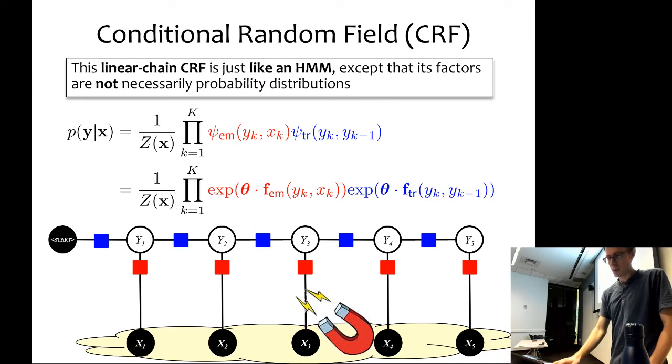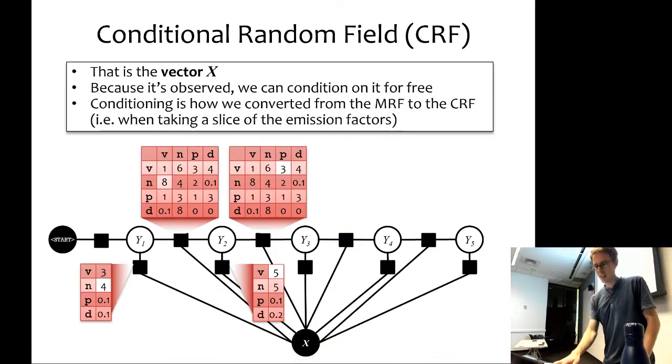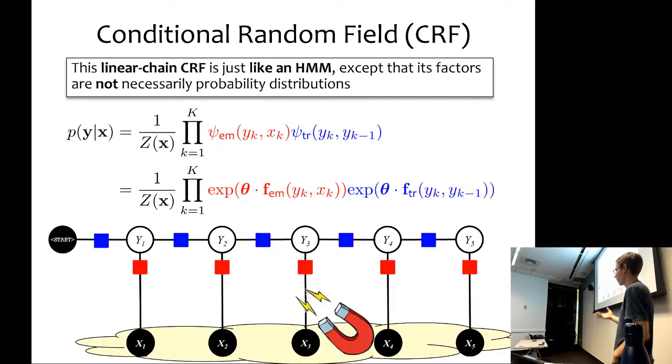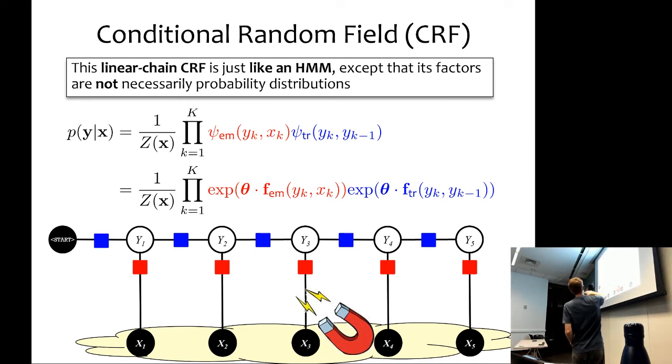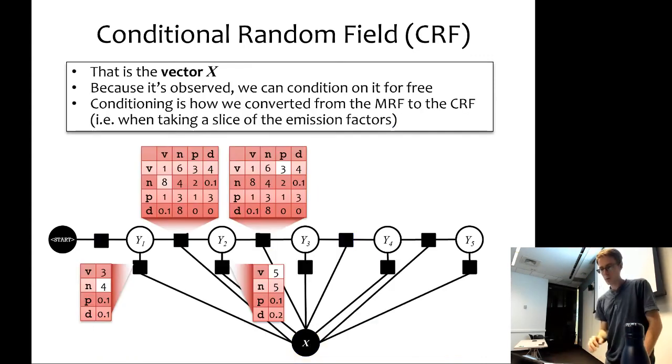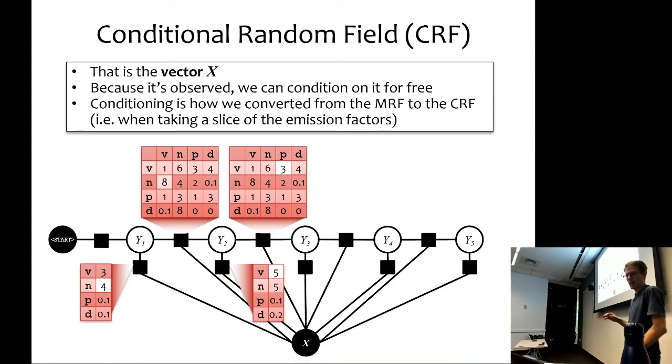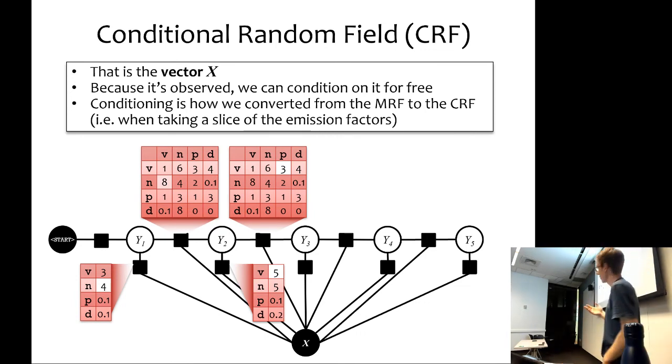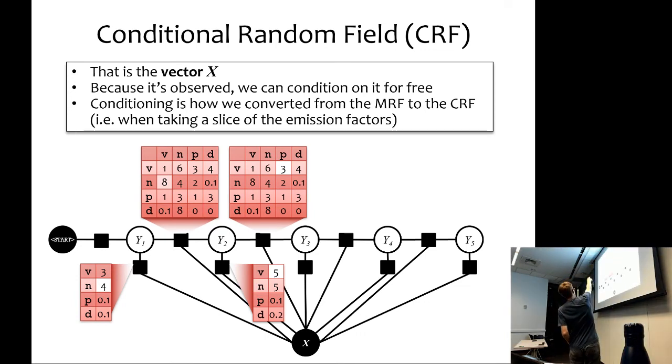Okay, so the ridiculous part of this is that we haven't actually solved what I claim was going wrong with the HMM, which is that not only is it locally normalized, but it's also only depending on a single word. So with the CRF, because the vector x is observed, we can condition on it for free. And conditioning is how we converted from the MRF to the CRF.